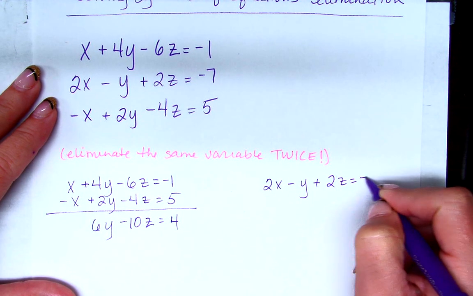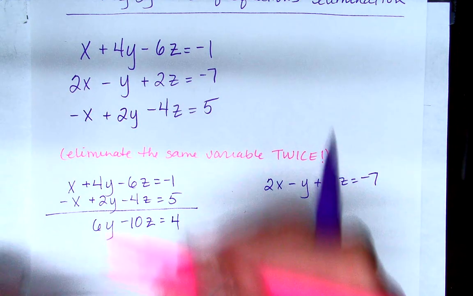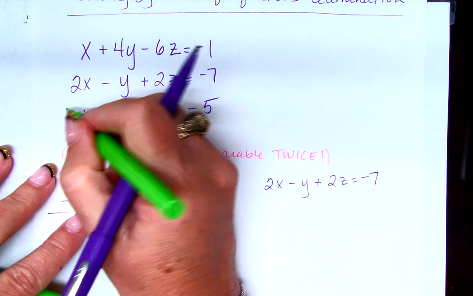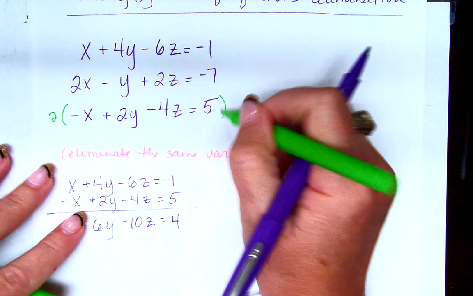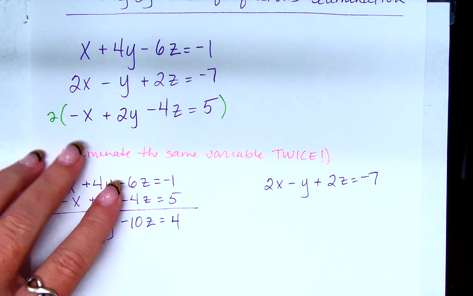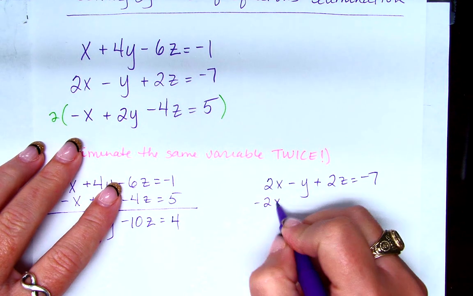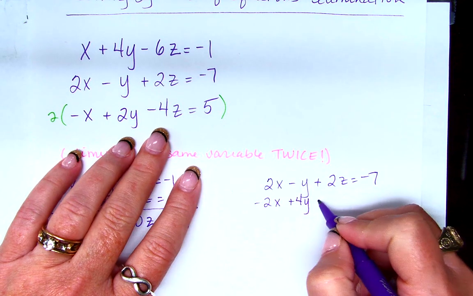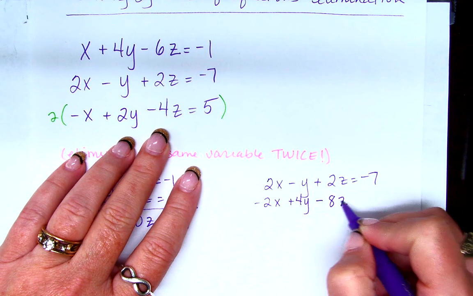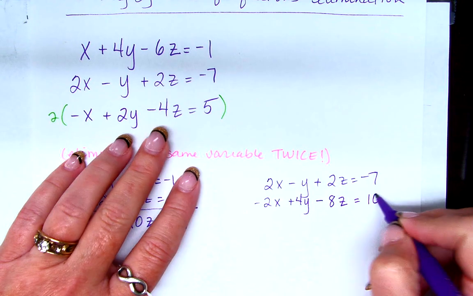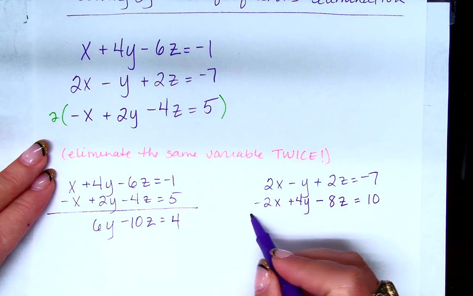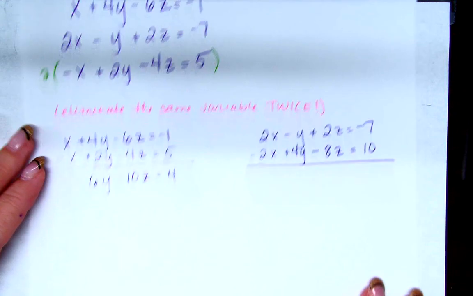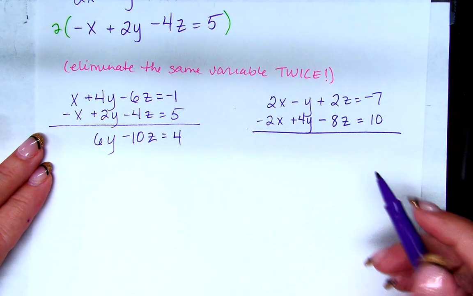Very good. It's already a negative, so we're only going to have to multiply the bottom equation by 2, right? So I'm going to multiply the whole bottom equation by 2. When I do that, I get negative 2x plus 4y minus 8z equals 10. Okay so far? Yeah. Okay, so now let's combine these two equations.